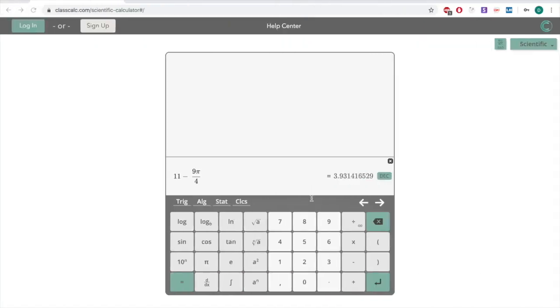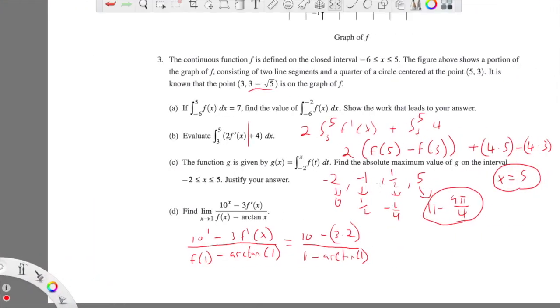And now we can go ahead and plug this into our calculator. So that's going to be 10 minus 6 over 1 minus arctan of 1. And we want to make sure we're in radians, which we are right now. So that's going to be 18.639. Which is the correct answer.